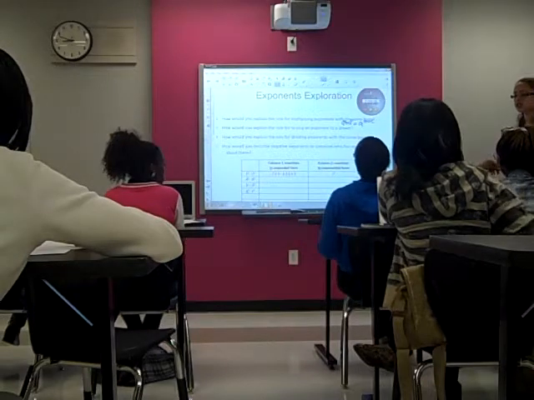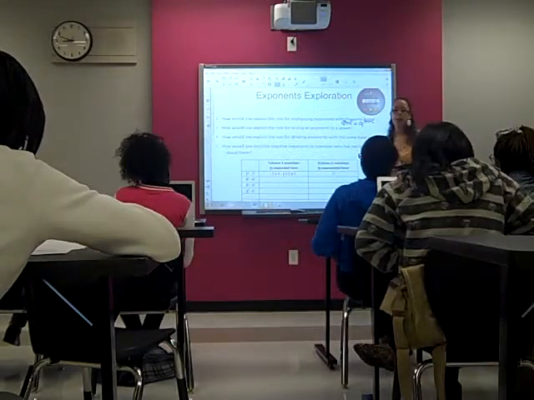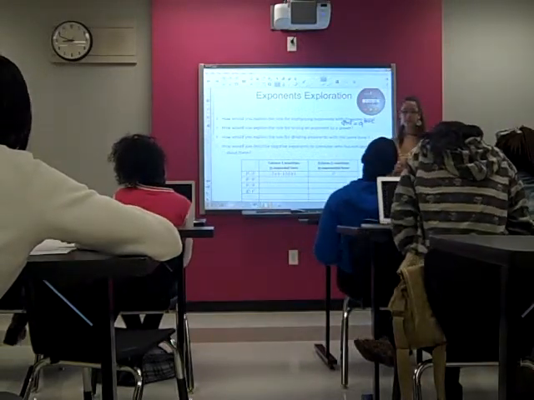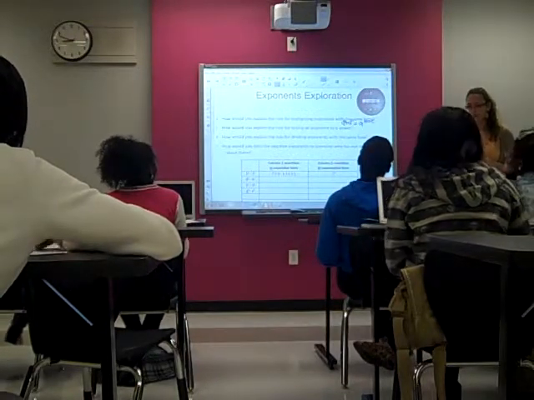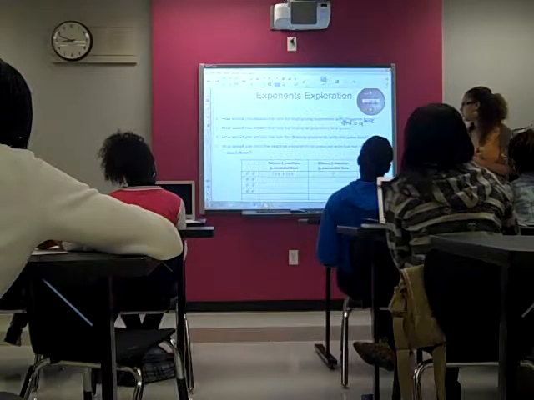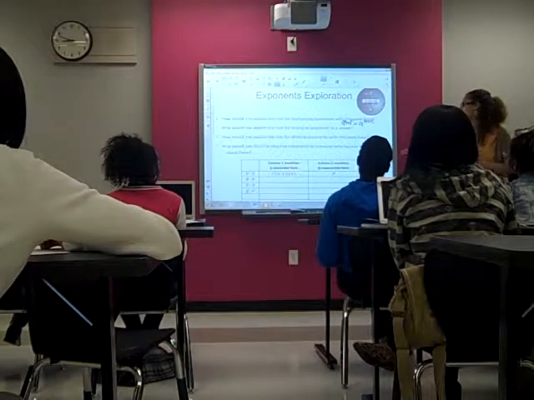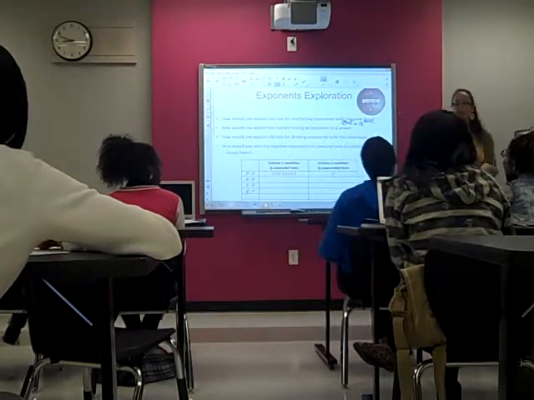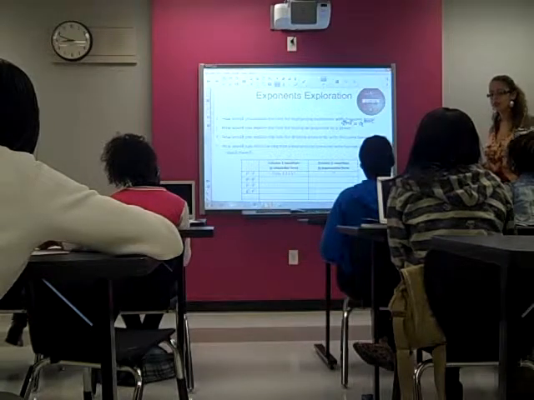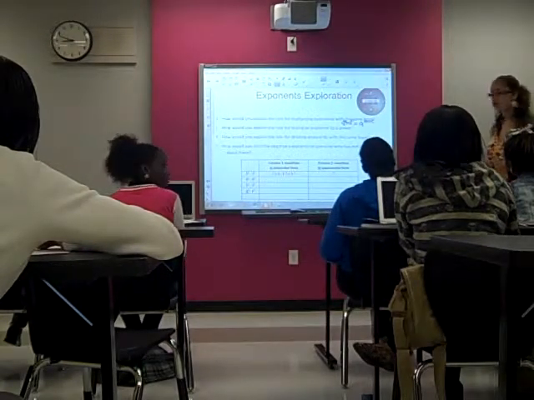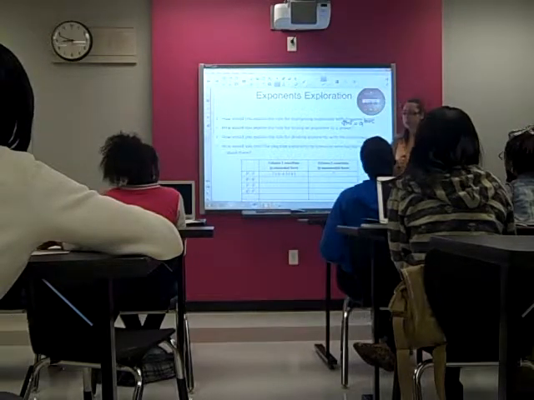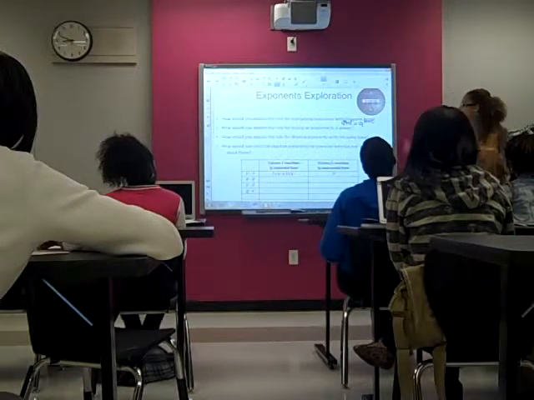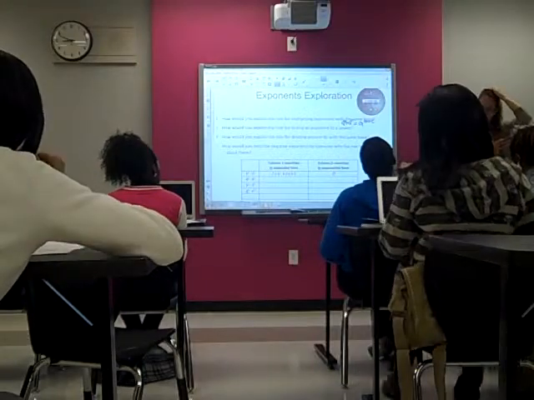Okay, so Lacey, can you describe what you wrote for me? Come on, go ahead. The exponent inside the parentheses is being multiplied by the exponent outside the parentheses. So the exponent, she said, the exponent inside the parentheses is being multiplied by the exponent on the outside. Can you show us the rule that you came up with?